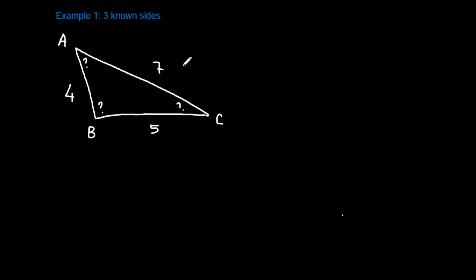Let's look at the first example where we know all three sides of the triangle but none of the angles. To find the measurements of the three angles, we will need to use the cosine rule first. You can apply it to any pair of sides, but I will choose angle BAC as the included angle between AB and AC. So with my cosine rule, I will have, I'll plug in the numbers.